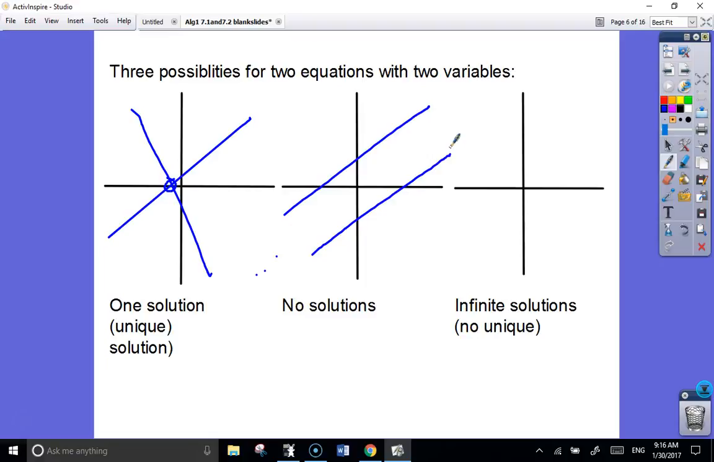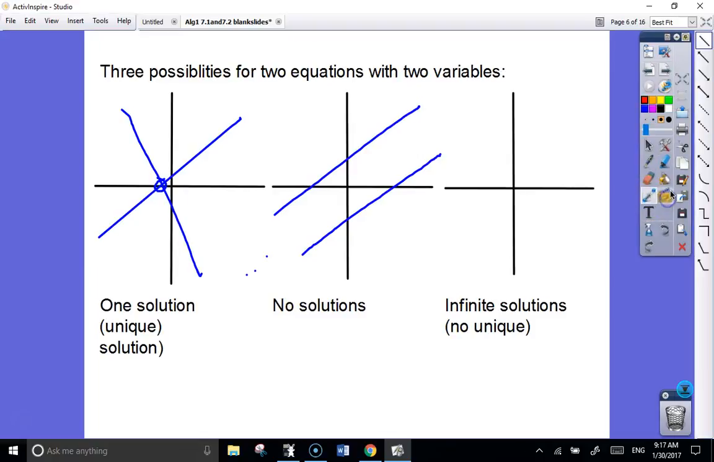Okay, the last possibility is, what if the 2 equations, they might look a little bit different, but it's actually the same line. So it looks something like this. Now I will draw the line. Right, so here's one line, and the other one, once you solve for y, it actually is right on top of that first line. I'm drawing it right next to it, but if you can imagine one line being on top of the other, how many points do they share? Infinitely many, right? So that's like no unique solution.